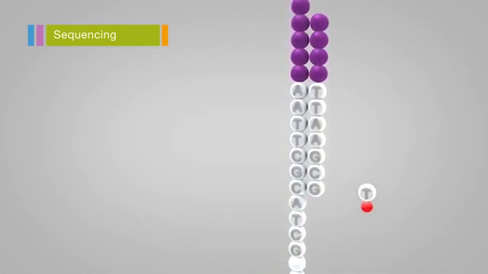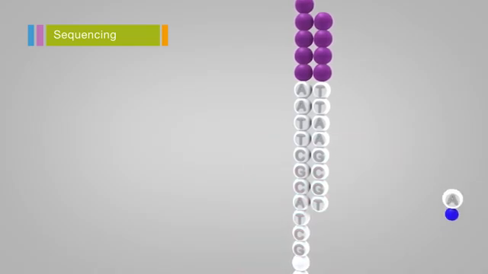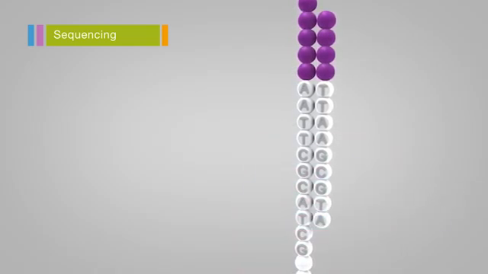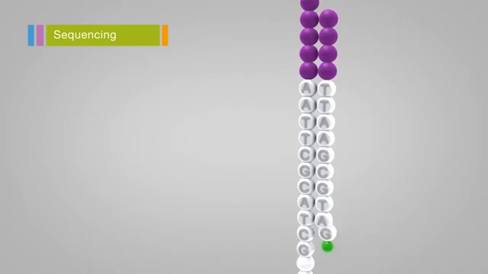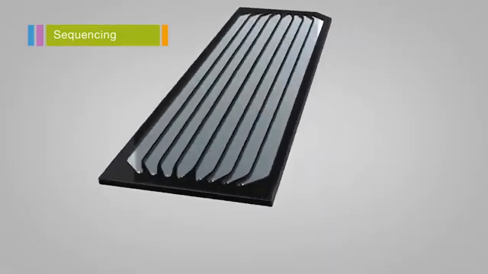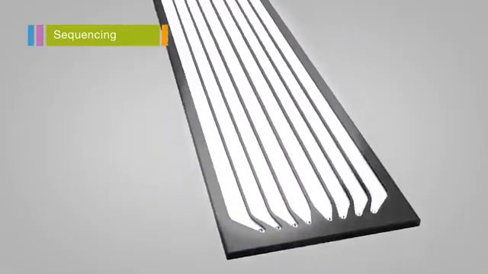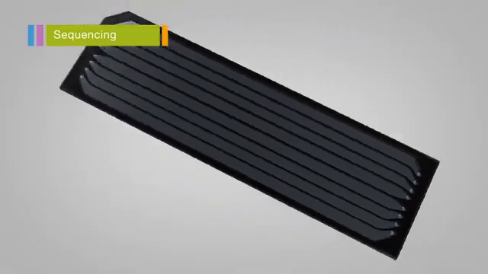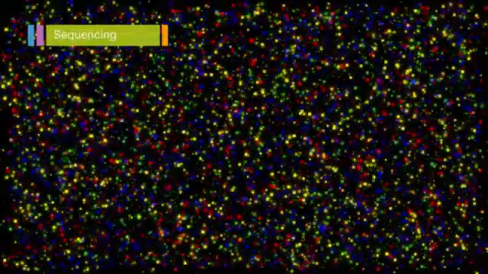The number of cycles determines the length of the read. The emission wavelength, along with the signal intensity, determines the base call. For a given cluster, all identical strands are read simultaneously. Hundreds of millions of clusters are sequenced in a massively parallel process. This image represents a small fraction of the flow cell.